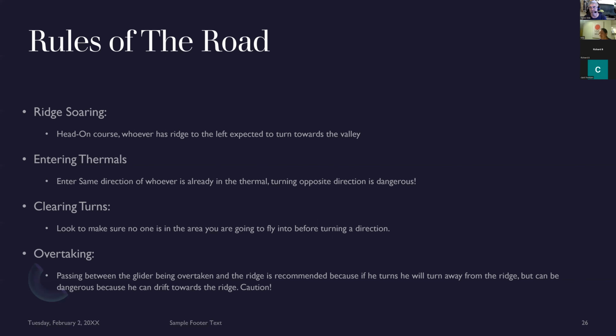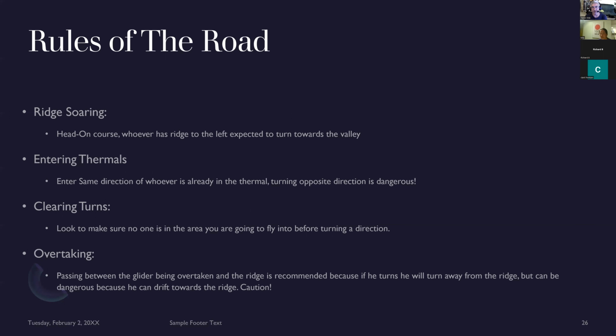Right. Okay, overtaking. Passing between the glider being overtaken and the ridge is recommended because if he turns, he'll turn away from the ridge, but it can be dangerous because the pilot that you're passing can drift towards the ridge. So it can push you up against the ridge. Now this is the book answer.